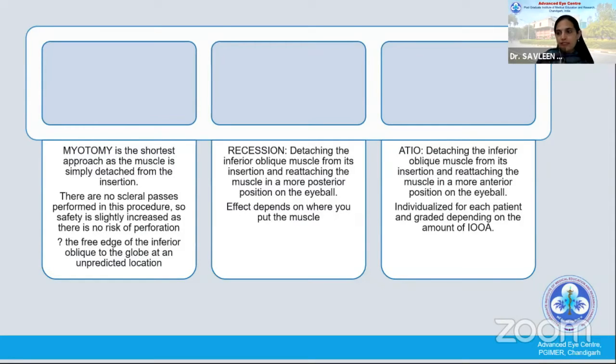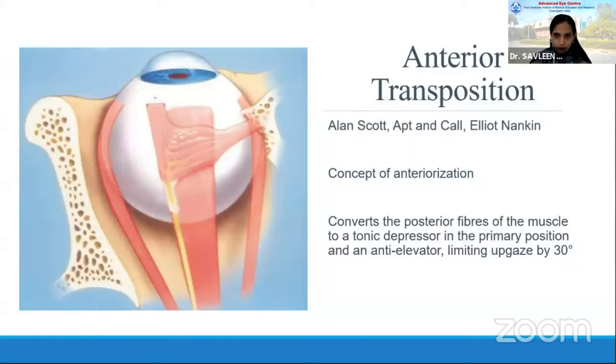Recession surgeries basically involve the same principle as any recti insertion involves. It detaches the inferior oblique from its insertion and reattaches it at a more posterior position, and the effect depends on where you have put the muscle fibers. Anterior transposition also involves detaching the muscle and then reattaching it in a more anterior position. The effects of ATIO are individualized and graded as to where you put the inferior oblique in relation to the inferior rectus, whether the station is above or below.